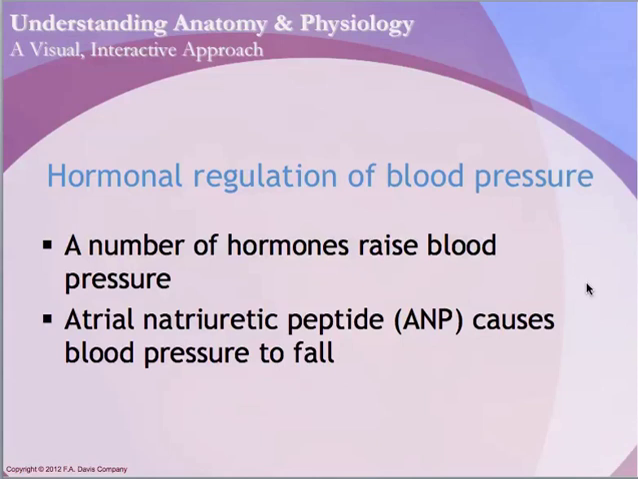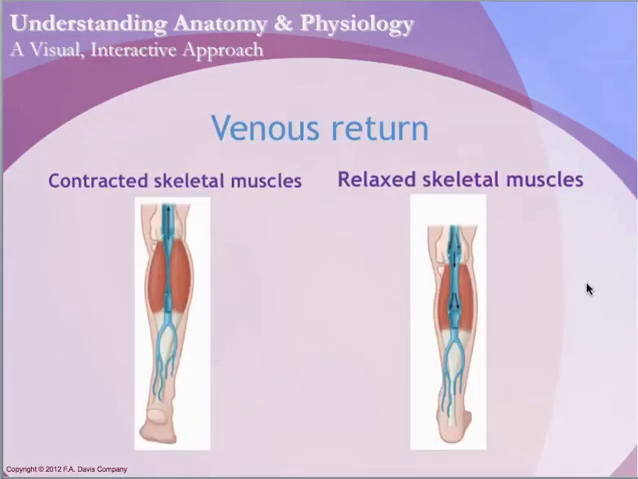The one that doesn't is ANP. That's the opposing one that causes blood pressure to fall. So you need to know the ones that cause the blood pressure to increase and the one that causes the blood pressure to decrease. And you should know some more details about certainly aldosterone, ADH, epi, and norepi because we just learned about those a couple sections ago in the endocrine chapter.